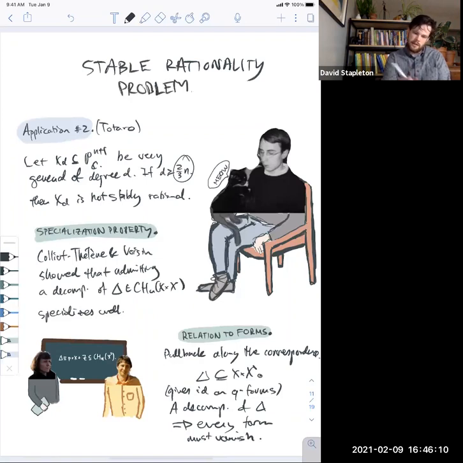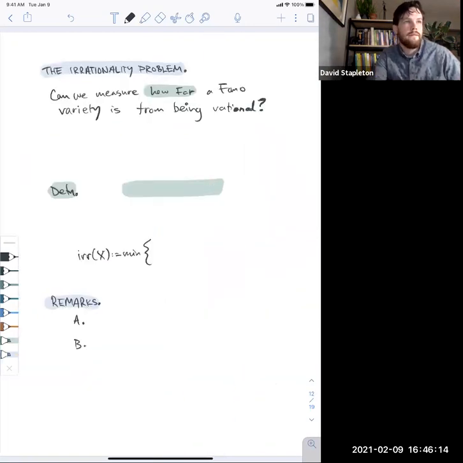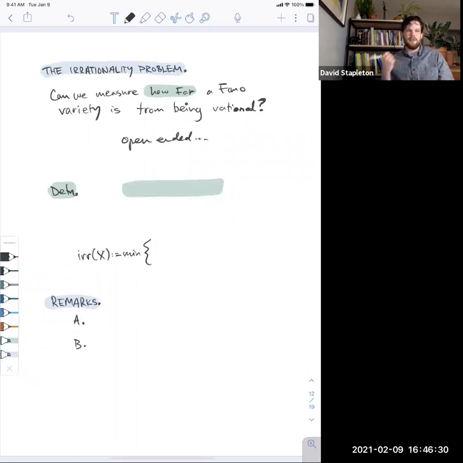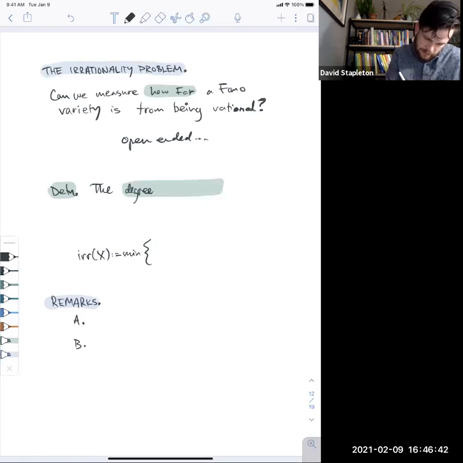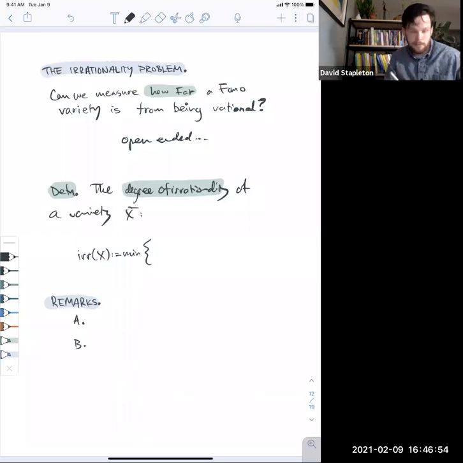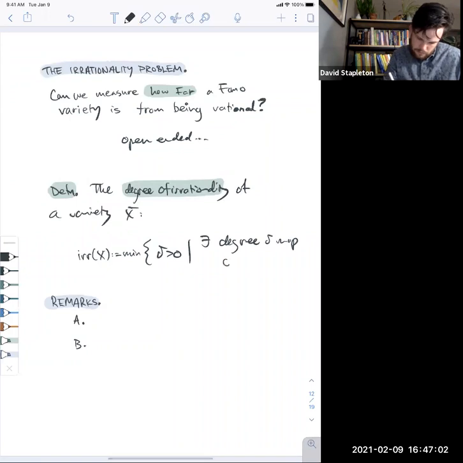Okay, let me not spend too much time on this though, because I would like to talk about some of my own work. So I wanted to talk a bit about the irrationality problem. The irrationality problem is posed as follows: can we measure how far a Fano variety is from being rational? So this is a bit open-ended. There's a lot of ways to answer this. Specifically, there are a lot of invariants that could measure how far it is from being rational. I am most interested in the degree of irrationality of a variety X, which is defined to be the minimal degree of a rational map from X to projective space.